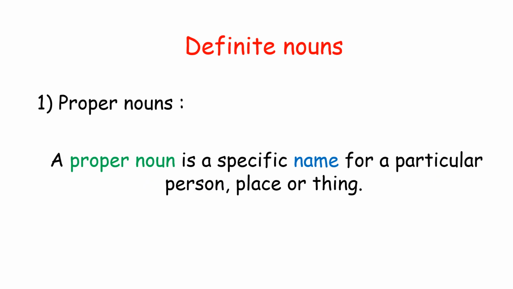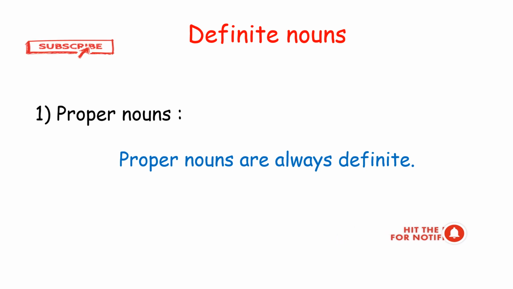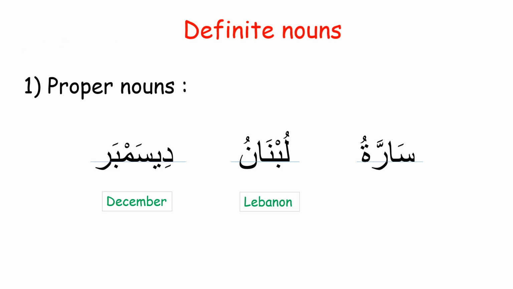Okay, let's take a close look at proper nouns. Just like in English, a proper noun in Arabic is a specific name for a particular person, place, or thing. The only difference here is that Arabic proper nouns don't begin with a capital letter, simply because there is no capital letter in the Arabic language. So basically, all you will have to remember is that proper nouns are always definite, no exceptions. As examples we have Sarah, Lubnan, and December.